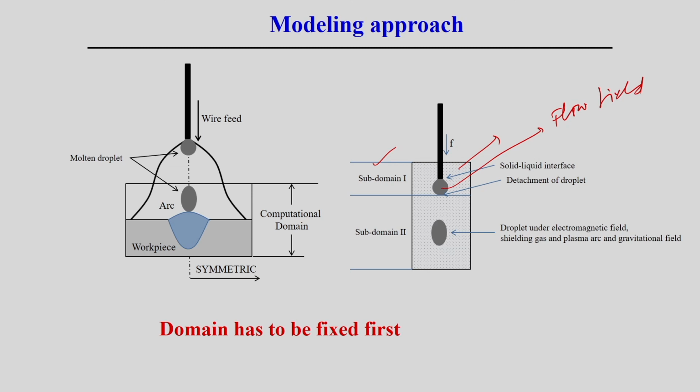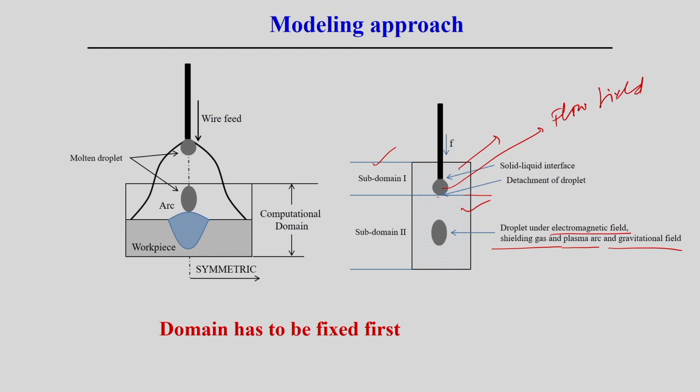Once detachment of the droplet occurs, we can look into another subdomain, so we consider subdomain 2. Then the droplet is under the electromagnetic field, with shielding gas, plasma arc, and the gravitational field all acting, and there may be some other driving forces acting. From the point where detachment of the droplet happens until before touching the workpiece, we can consider this another subdomain.